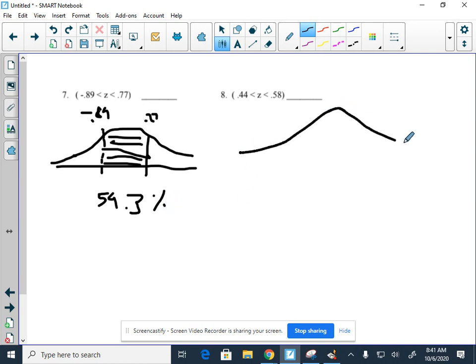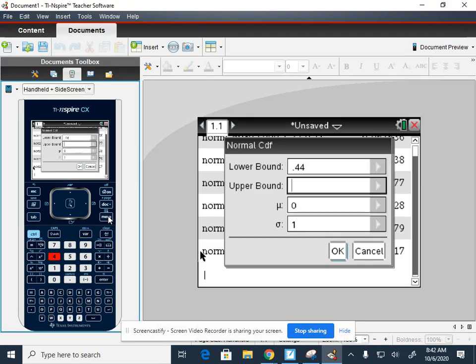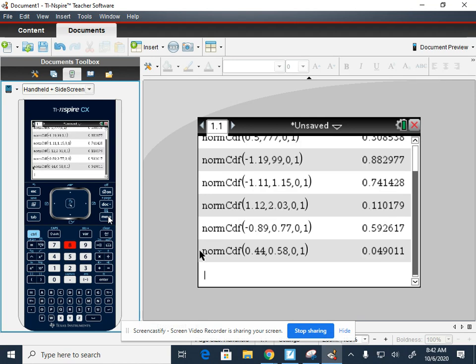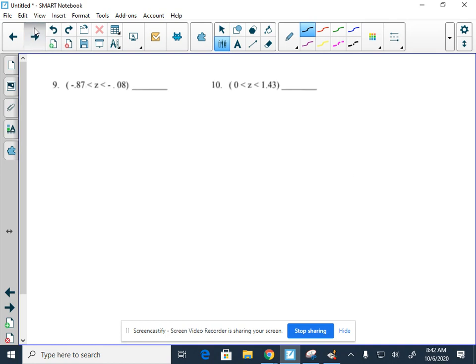All right, next one. This one's not going to be much. It's from positive 0.44 to positive 0.58. I'm going to guess like 3 to 5% range. Oh, almost 5, 4.9%. Okay. Now it's starting to make sense. Hopefully everybody's got it. Yeah. All right, let's keep going.